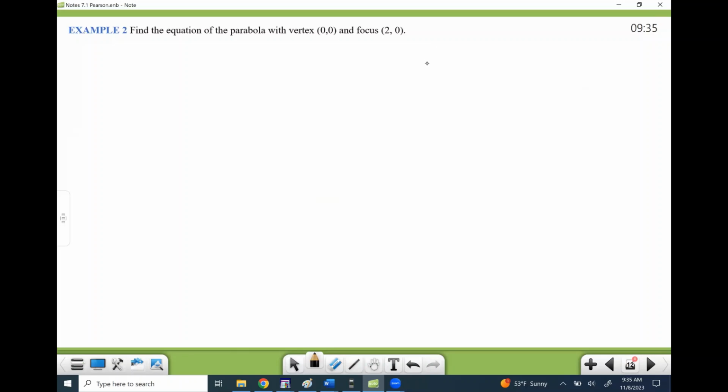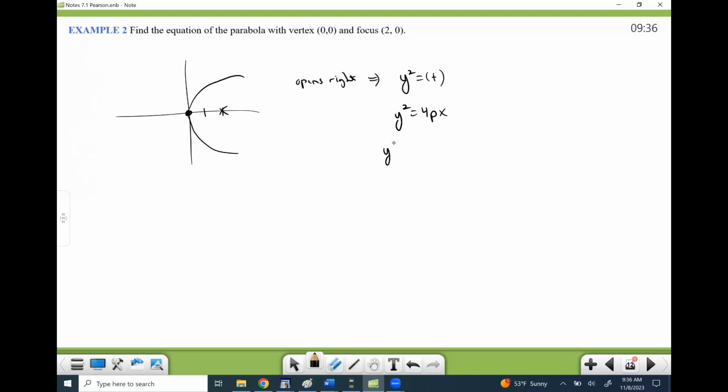Okay, find the equation of a parabola with vertex 0, 0 and focus 2, 0. Okay, so I know this about my parabola. It has to open to the right. So if it opens to the right, we know that that's going to imply that it's a y squared equaling some sort of positive, right? So it's going to be this formula. You can just go back to that first slide where we have the formulas. It's got to be either x squared equals 4py or y squared equals 4px. And that's because we know that the vertex is 0, 0. Okay, so we got y squared equals.